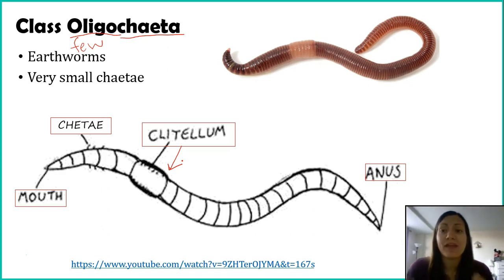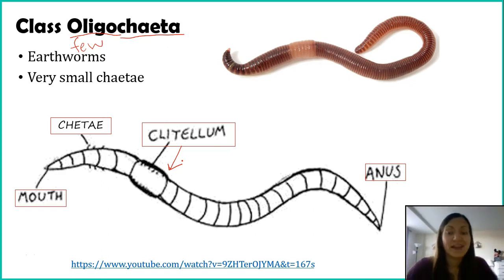Although the mouth and the anus on an earthworm pretty much look exactly the same, you can tell which side is the front, which side is the mouth, just based on where the clitellum is. So again, the mouth is closest to the clitellum, whereas the anus is the furthest part from the clitellum.